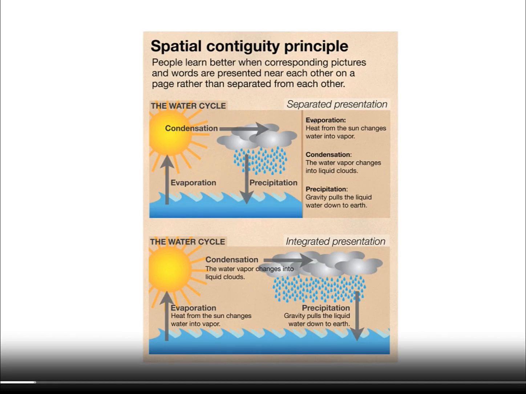This example shows two different ways of presenting the same information about the water cycle. The top example separates the important definitions from the image of how the water cycle works. So in this case, the explanations are separated from the graphic itself. The bottom example incorporates the spatial contiguity principle and includes the important definitions in the illustration itself. The result is a more effective display of visual information, resulting in less strain in the visual channel.